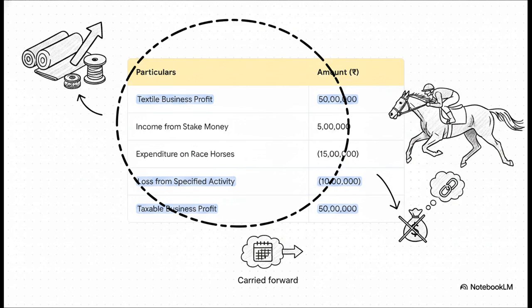And here's where Section 115 kicks in. See that 10 lakh loss? It cannot touch his business profit. The ring fence is solid. His taxable business profit stays at 50 lakhs. That 10 lakh loss just gets carried forward, waiting for some future income from horse racing to absorb it. This example just perfectly shows you how isolated this loss treatment is.